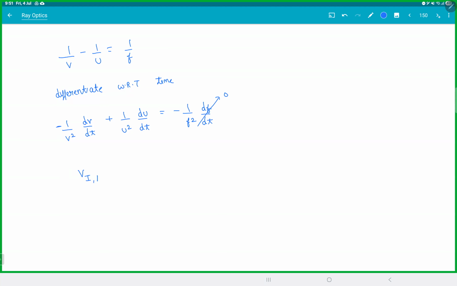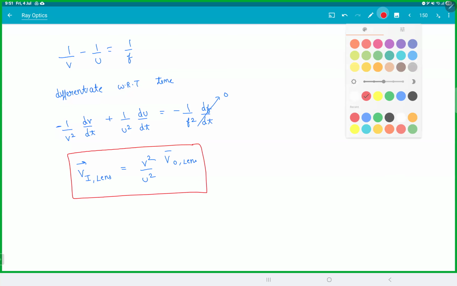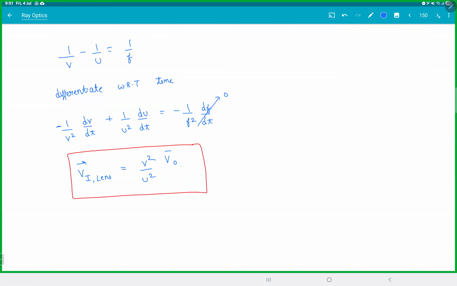This is velocity of the image with respect to the lens. It will be v square by u square, velocity of object with respect to the lens. Kind of looks like mirror formula with a minus sign missing. Most important thing, remember, this is not the full velocity. This only gives you the component along the principal axis. So there is also vy component there. So if the object is going above the principal axis, you'll have vx and vy. There will be two components.